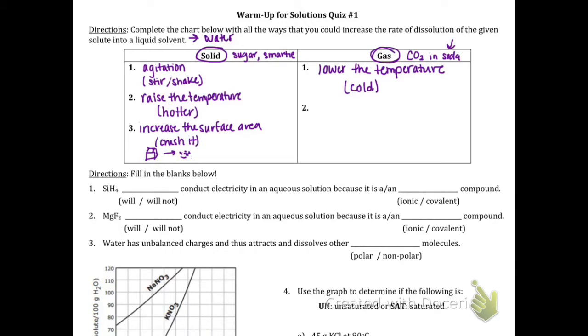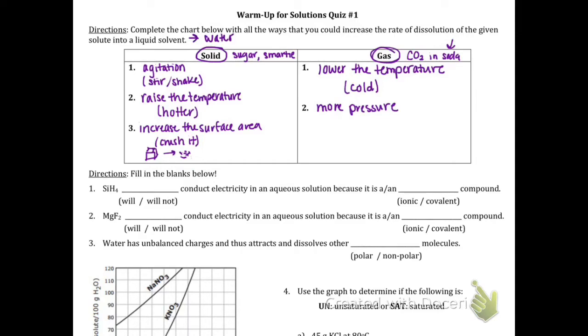How else do you like your soda? We need to have more pressure. Increase the pressure. That's why when it's sealed shut, you get a lot of carbonation, and once you open it, it will eventually go flat because all the gases will disappear. All right, so hopefully you got those written down.